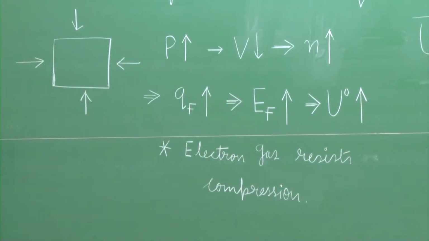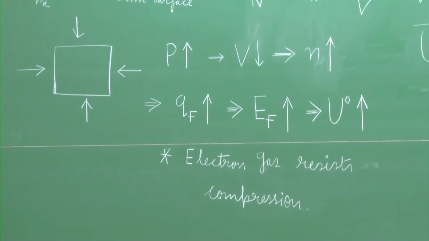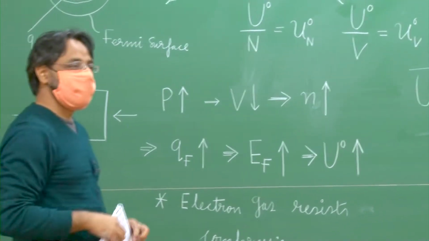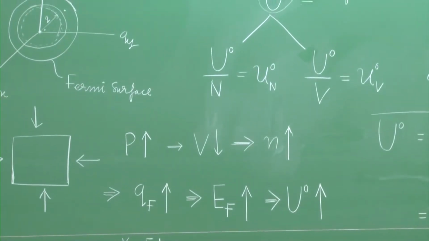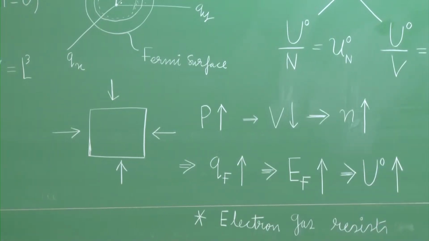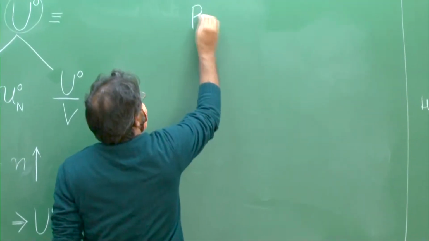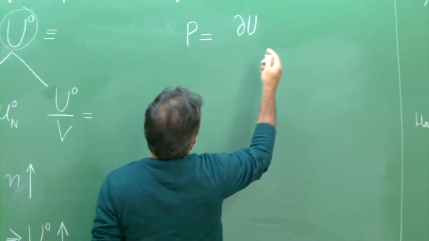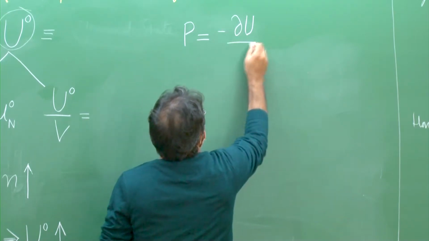So before embarking on the calculation of bulk modulus, let's calculate the pressure of the electron gas. Just as the classical gas exerts a pressure on the walls of the container that holds it, the electron gas also exerts. So once again, very quick, small calculations. The pressure at 0 temperature is the change in energy with respect to volume, keeping the number of electrons fixed. So, minus del U del V, of course.